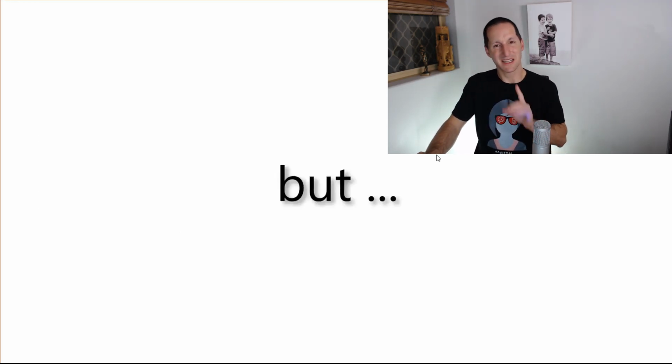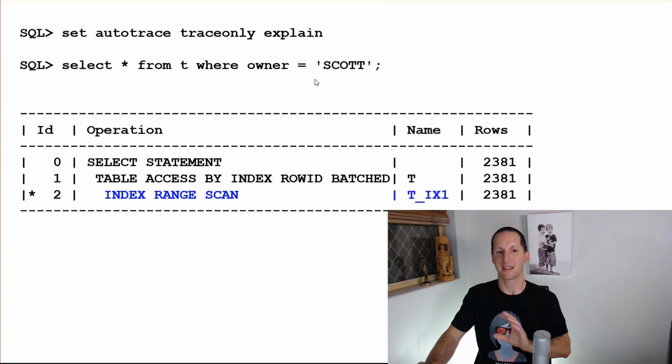But, and this is why I said perhaps, yes, it is true that by definition, the second index, the one with 2 columns, could do the job of both. That doesn't mean it's a guaranteed proposition. Let's look at this example.